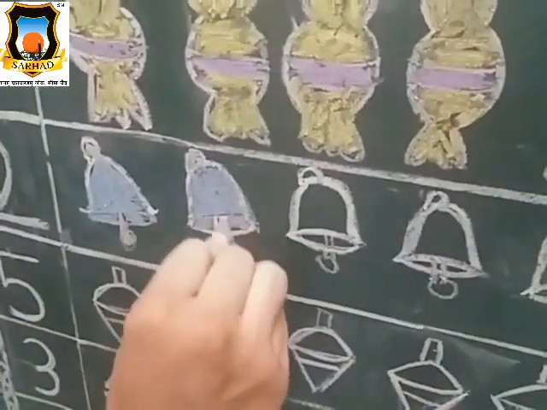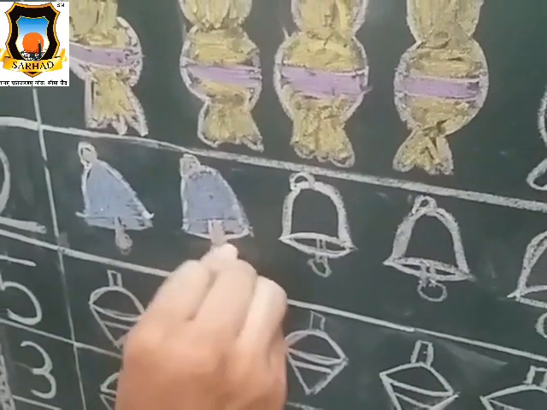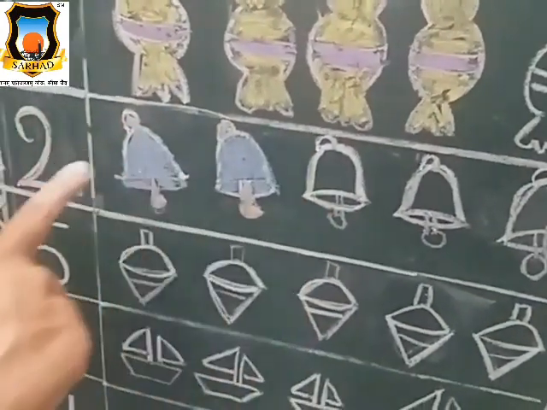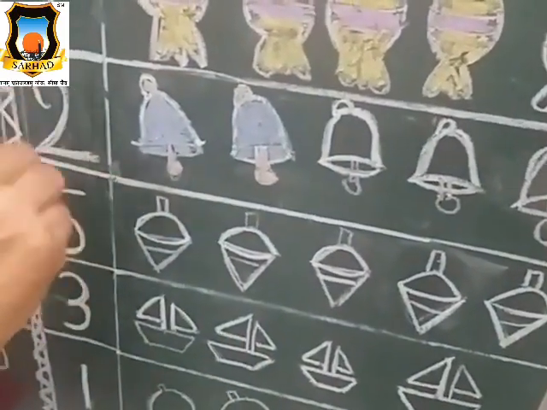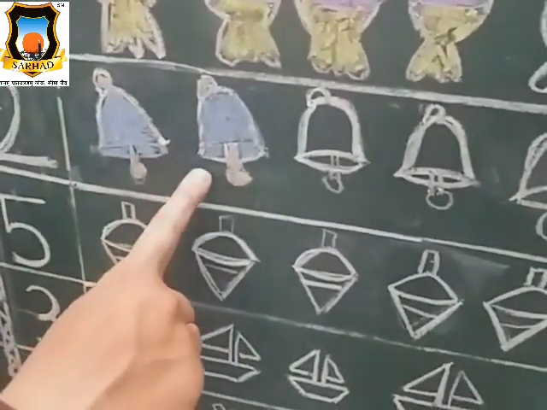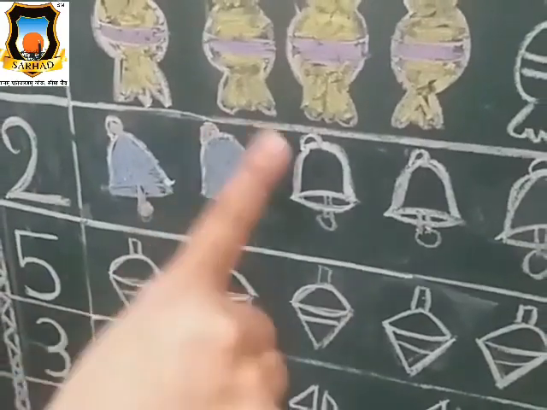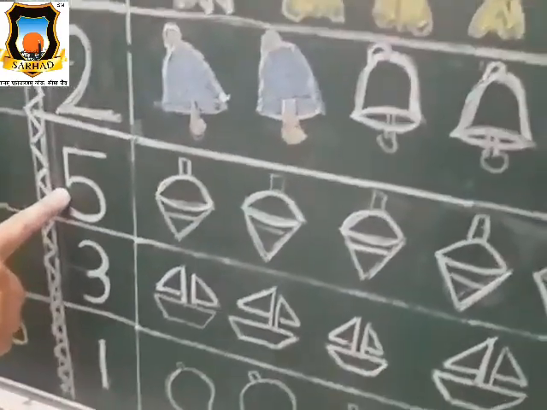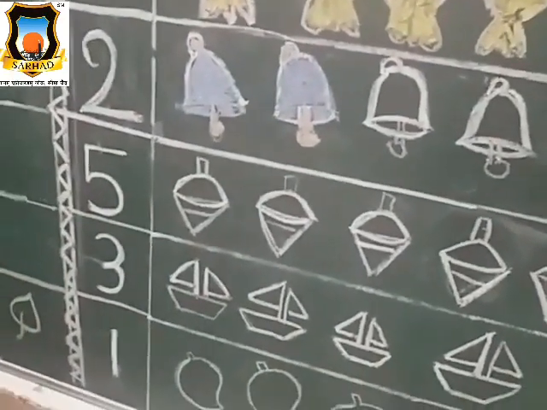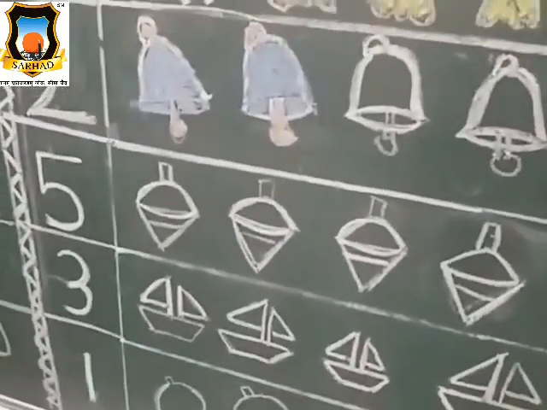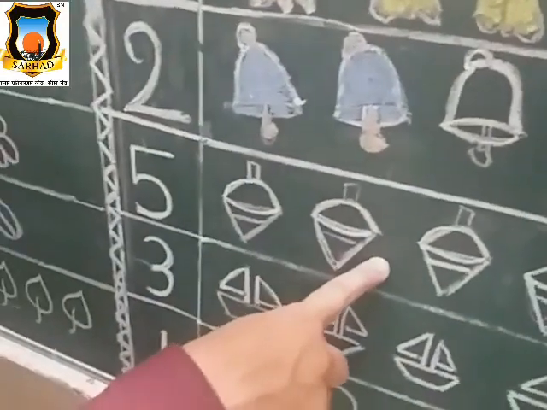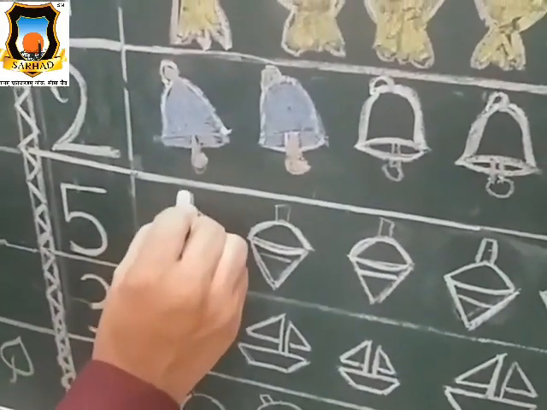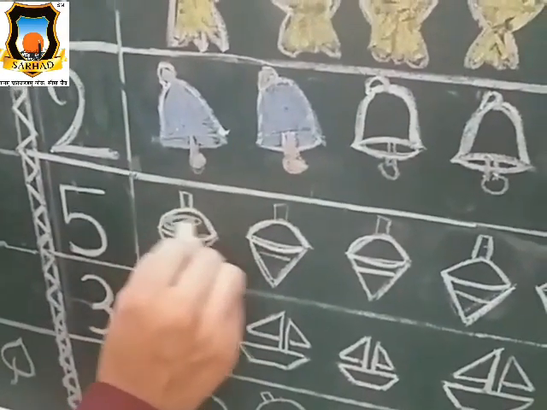This is 2. So we have to color only 2 bells. 1 bell and 2 bell. We don't have to color the remaining bells. Okay. Our next number is 5. So I am going to color 5 tops. So I am using here green color crayon.